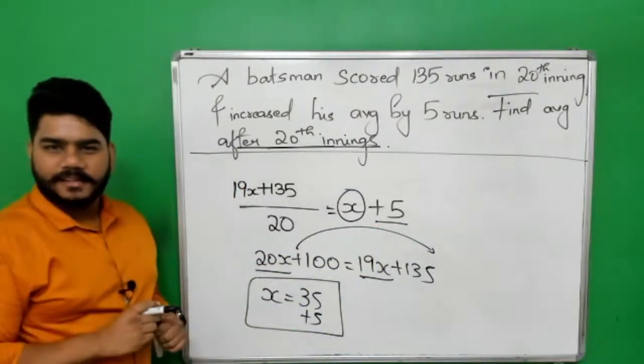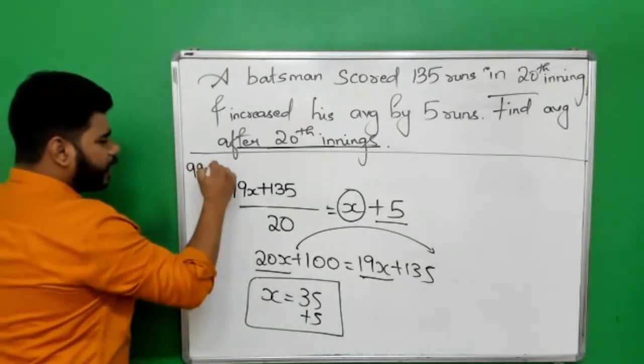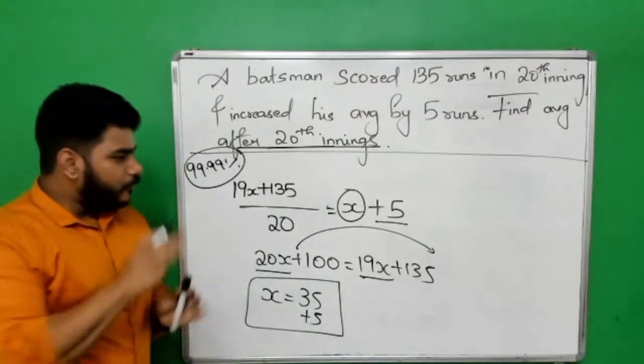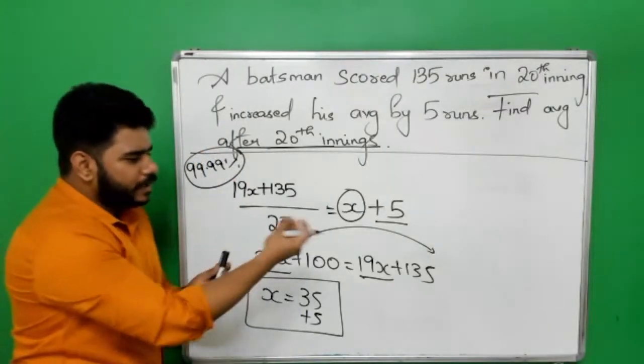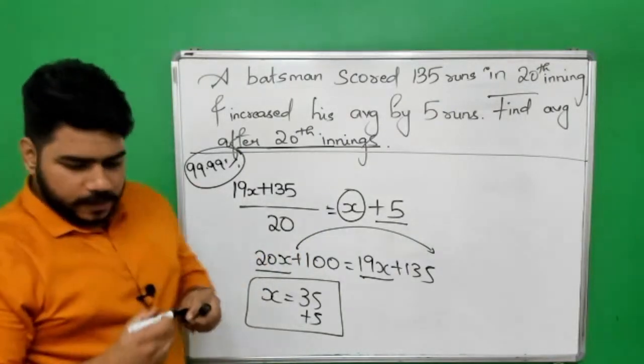That is nothing but 40 runs. I hope the concept is clear. Now, this is how 99.99% of people solve it. Is it clear? Everybody solves it in the same way, or a bit one or two steps here and there. This is how they do it. Can I do this sum in another way?